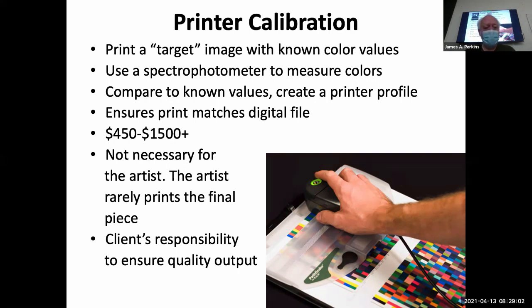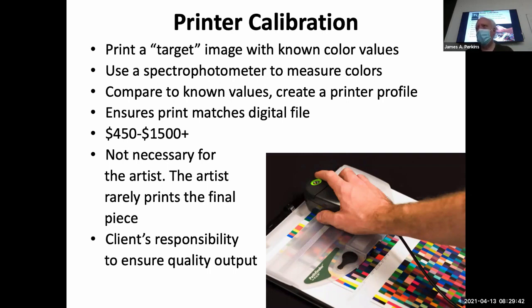Then you use the device called the spectrophotometer, and you can see the guy's using his hand to scan across the image. The spectrophotometer is measuring the colors in each of those little color swatches from the target image. Then the software compares the colors that it's reading off the printed piece of paper to what it knows the colors are supposed to look like, and it creates something called a printer profile, which is basically just a text file that compensates for any issues with the print.